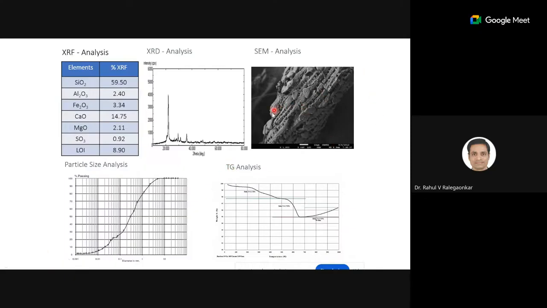So we can see the surfaces of the products. We can check the chemical composition. We can also check whether it is a smooth surface, rough surface, and so on and so forth.